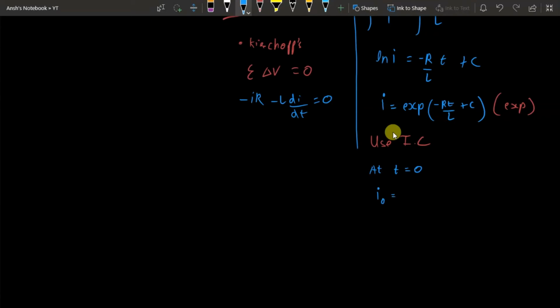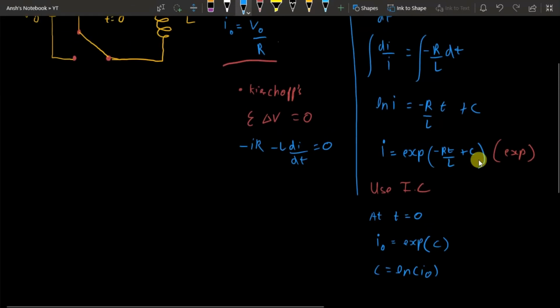So I naught is equal to exponential of, inside the exponential, time t is equal to 0. So this term goes away and we just have exponential of C. So this can then be written as C is equal to natural logarithm of I naught, by taking the natural logarithm on both sides. So now that we have C, let's rewrite our current equation, and let's do that at the top here.